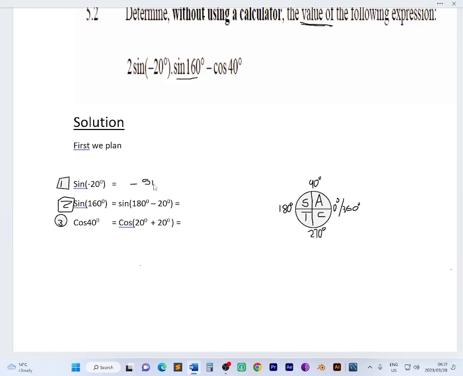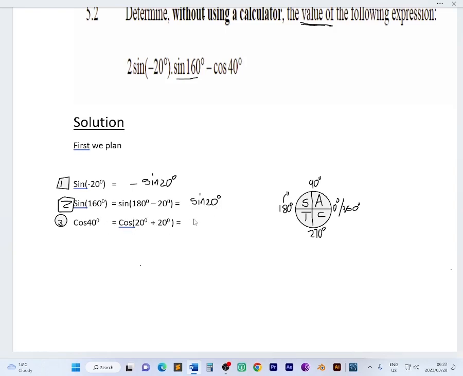Sine negative 20 degrees will give us negative sine 20 degrees. So the second step there is sine of 180 minus 20 degrees. That's 180 minus the angle, taking us to the second quadrant, where sine is positive. So that will give us sine 20 degrees. So sine 160 degrees is equivalent to sine 20 degrees.